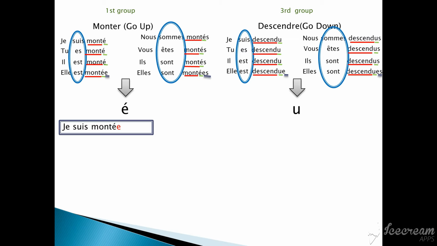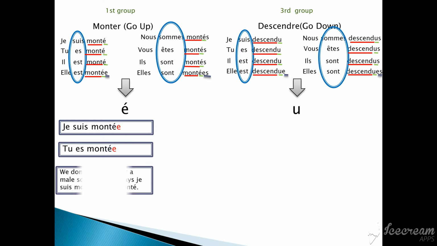Also, if you are talking to a female and you want to tell her tu es montée, then you should write it like this, tu es montée, with an additional e at the end. Okay? But if you are a male or if you are talking to a male, then you don't have to add e at the end of the past participle of the verb. Let's see now what happens with the other subject pronouns.